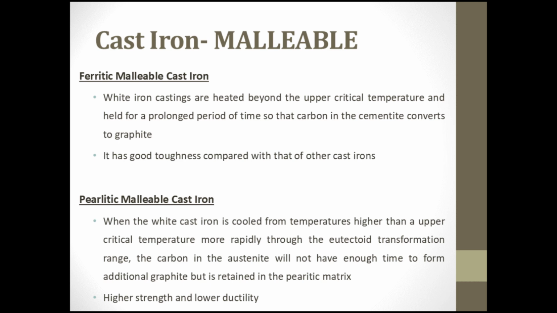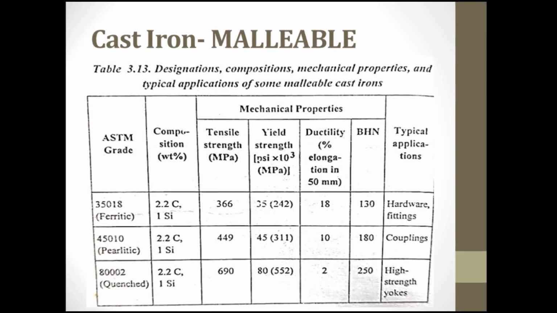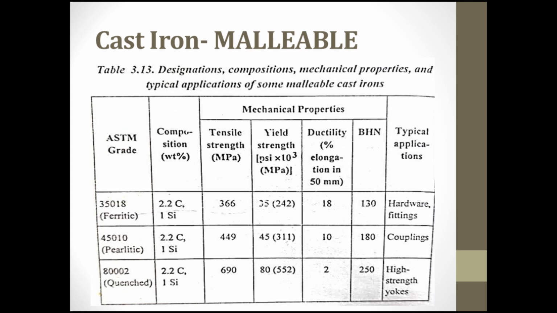Pearlitic malleable cast iron. When the white cast iron is cooled from temperatures higher than the upper critical temperature more rapidly through the eutectoid transformation range, the carbon in the austenite will not have enough time to form additional graphite but is retained in the pearlitic matrix. Higher strength and lower ductility. Cast iron malleable. This page shows the table regarding the designations, compositions, mechanical properties, and typical applications of some malleable cast irons.